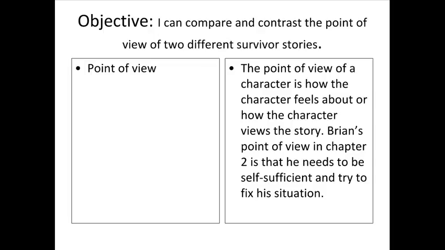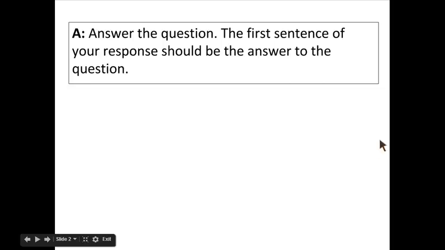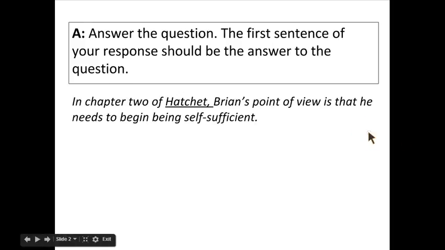Now, what we're going to do is write an ACER response about what Brian's point of view is in Chapter 2. Write an ACER response. My first sentence is always the answer to the question. So now the question I'm posing is, what was Brian's point of view in Chapter 2? In Chapter 2 of Hatchet, Brian's point of view is that he needs to begin being self-sufficient. Yeah, I kind of gave that one away. Next three are going to be a little more difficult, though.